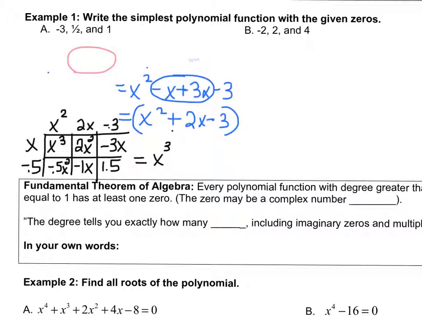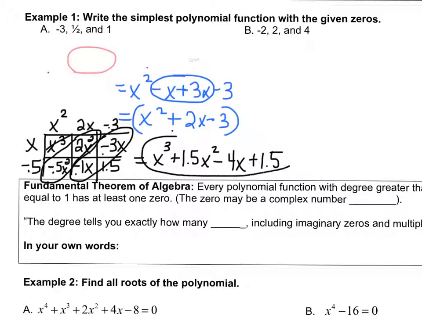We have x to the third first. There aren't any other x to the thirds. On that diagonal we can combine 2 minus 0.5. That will leave us with 1.5 x squareds. We can combine these x's: -3 minus 1 is -4, and last is the plus 1.5, and we're done.